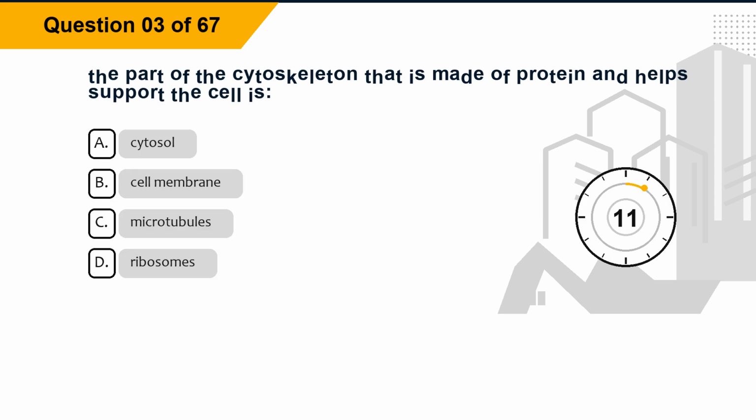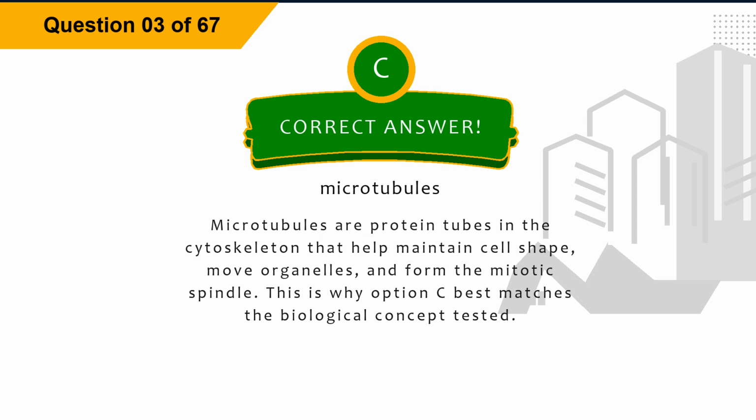Question 3. The part of the cytoskeleton that is made of protein and helps support the cell is? Option A, cytosol. Option B, cell membrane. Option C, microtubules. Option D, ribosomes. The correct answer is option C, microtubules. Explanation. Microtubules are protein tubes in the cytoskeleton that help maintain cell shape, move organelles, and form the mitotic spindle. This is why option C best matches the biological concept tested.